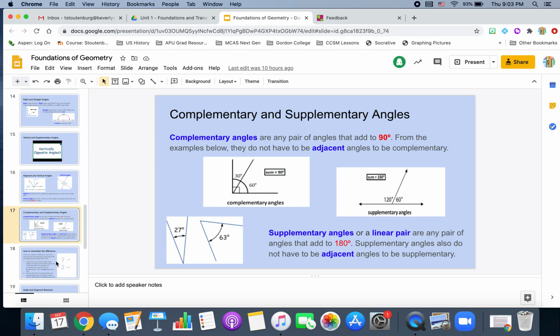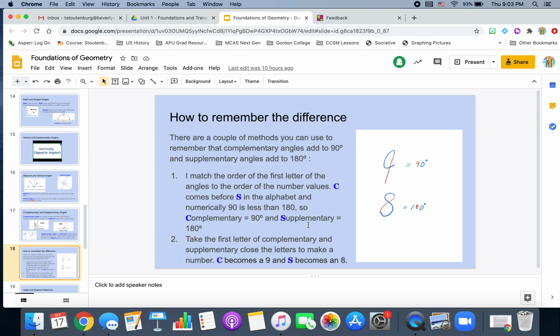Now, how can you remember the difference? I know several students sometimes have a hard time and confuse the difference between complementary and supplementary. So I did a little example here. You notice in my blue ink, I have the letter C, and that is obviously the first letter of complementary. Well, if I close that C with a line, you'll notice it forms the number 9. So complementary angles are equal to 90 degrees.